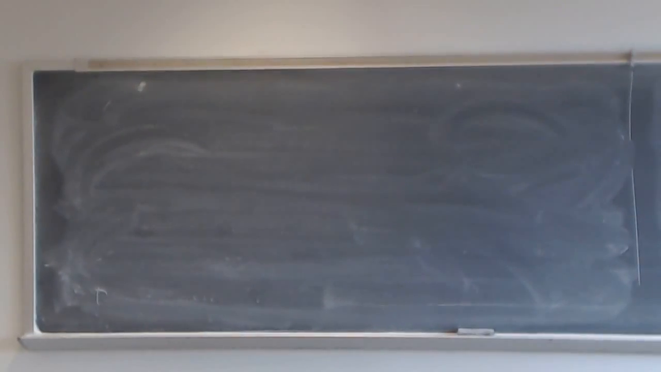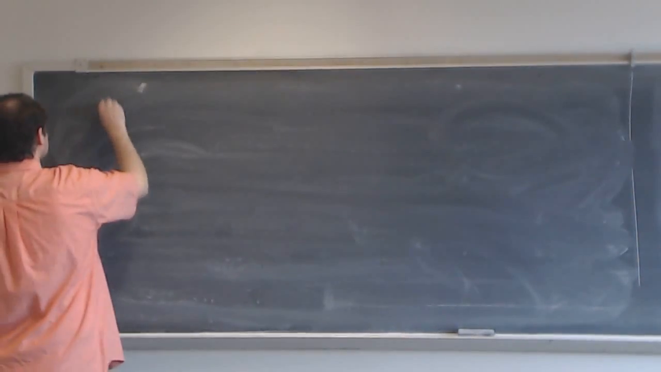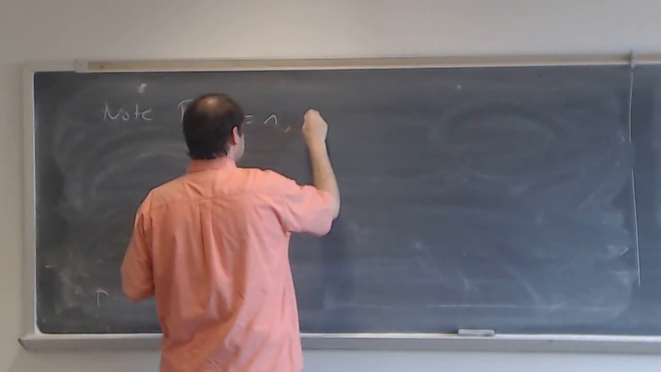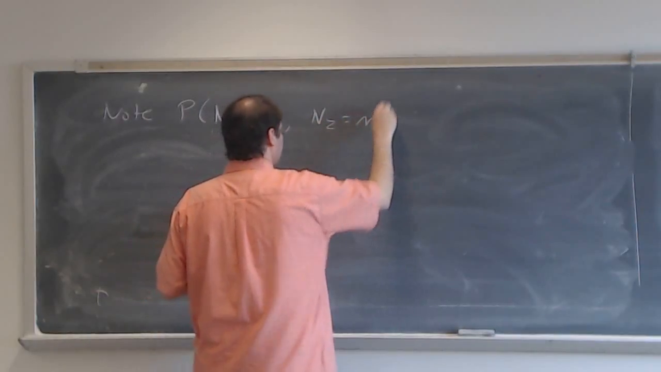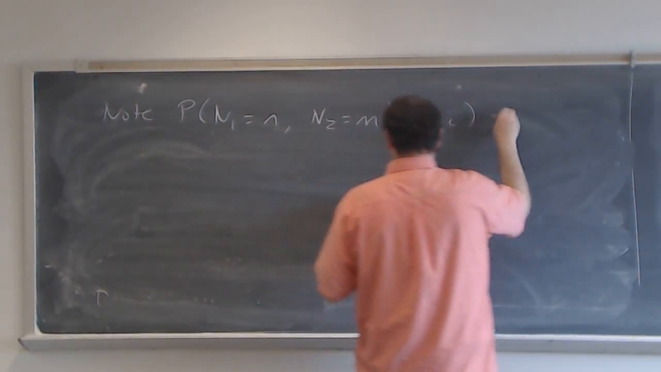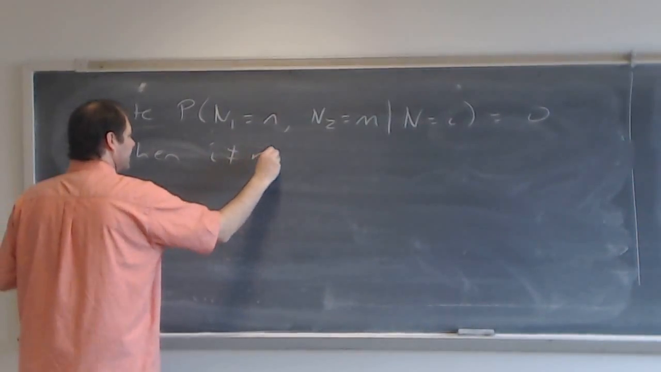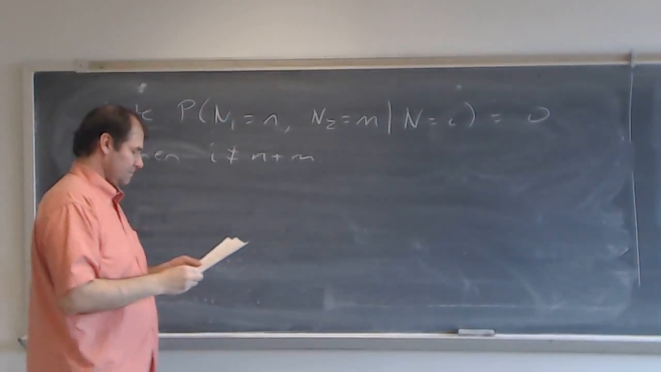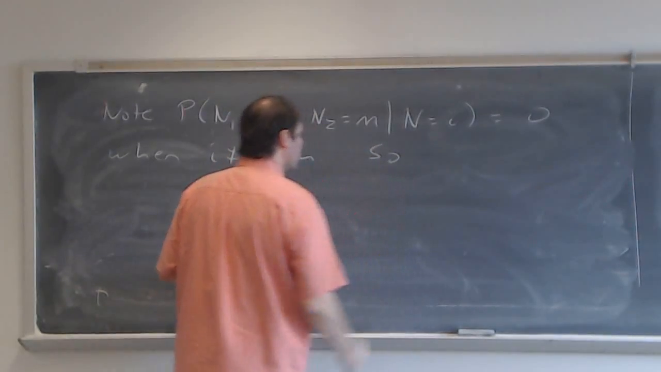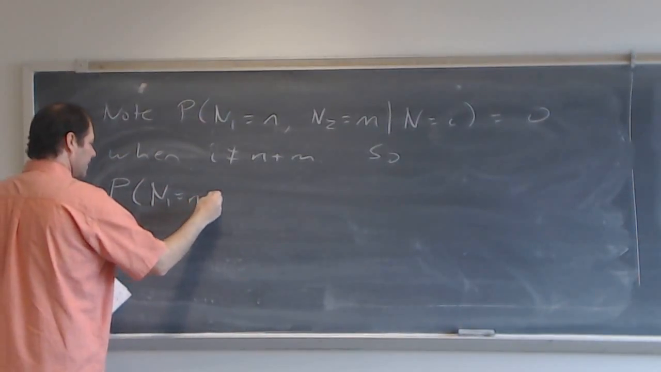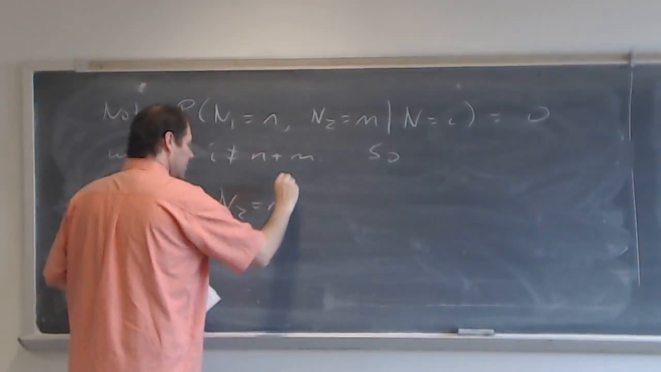And that's what I'm going to write next. So let me write up that statement. So note, the probability of N1 equals n and N2 equals m, given N equals i, equals 0 when i is different than n plus m. Okay? So the thing that we're trying to find out is the probability that N1 is equal to n and N2 is equal to m.